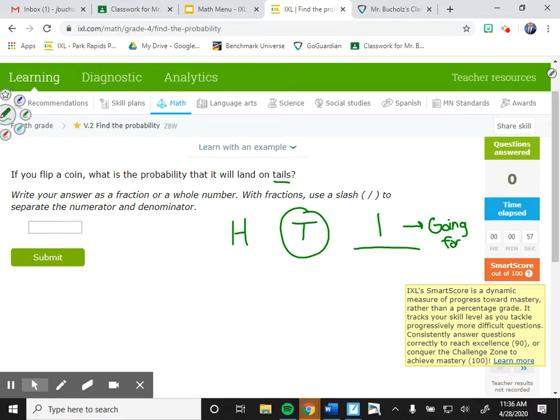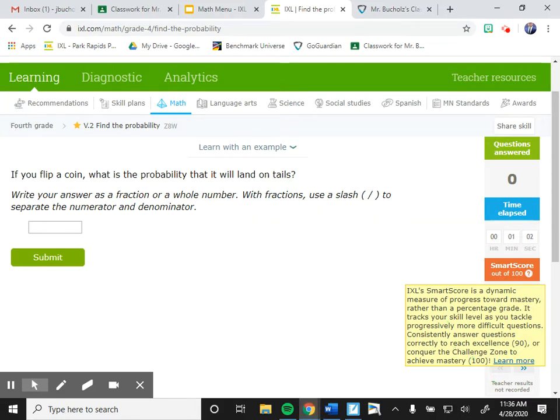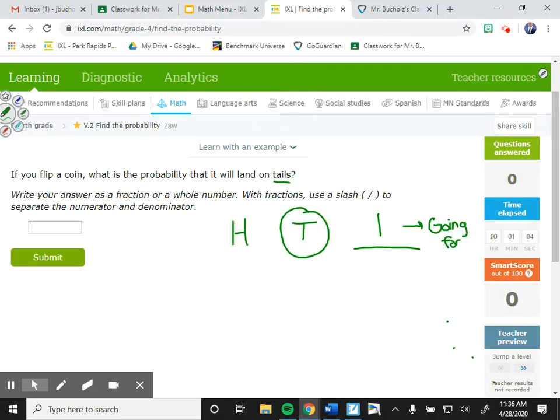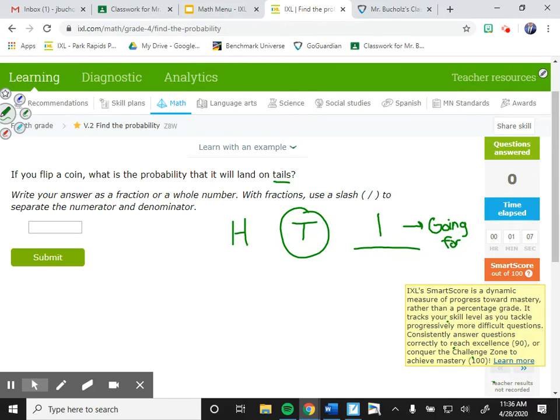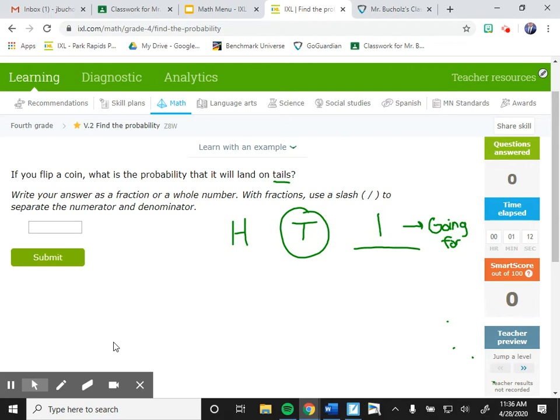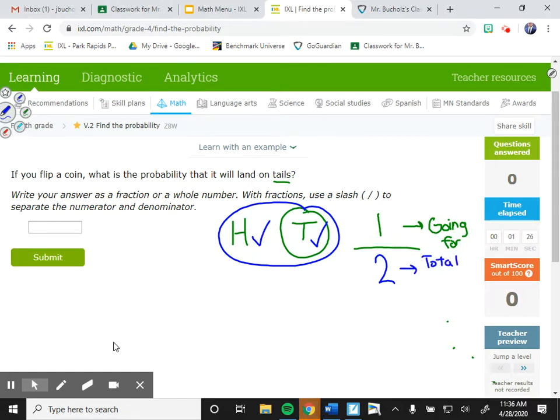And then our bottom here is the total number of options. We have tails and we have heads. Total number of options.